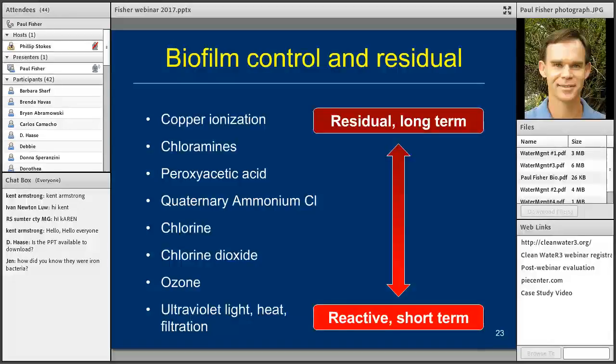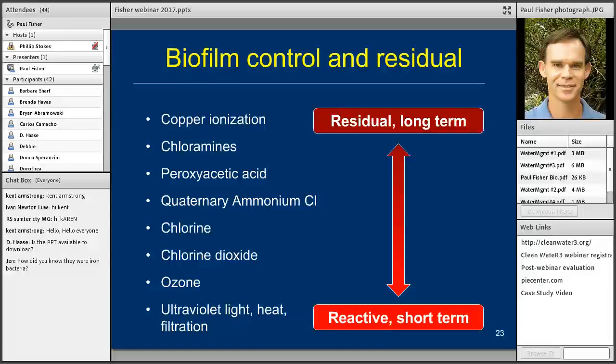Now, there are a number of different sanitizing chemicals or treatments that we use. Some of them are very reactive and short-term. They're almost like a point treatment. Other treatments are residual and long-term. They take longer to work.